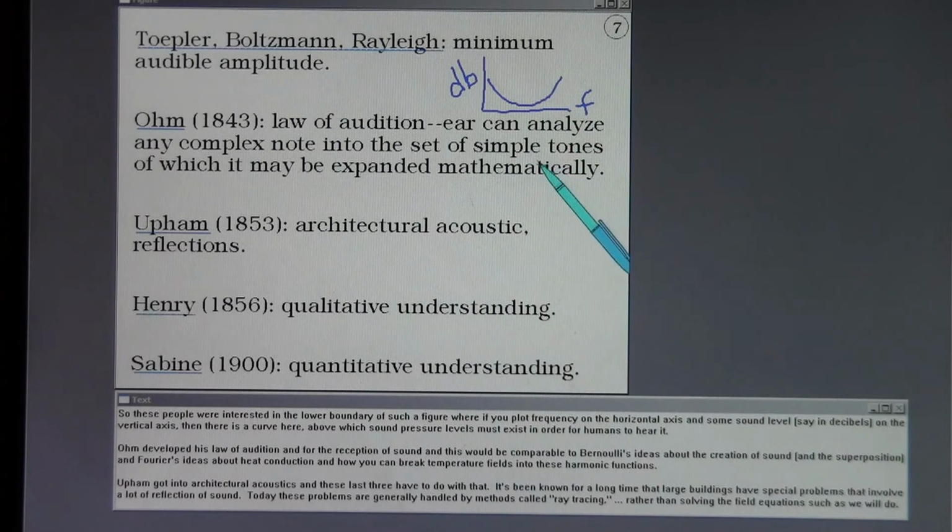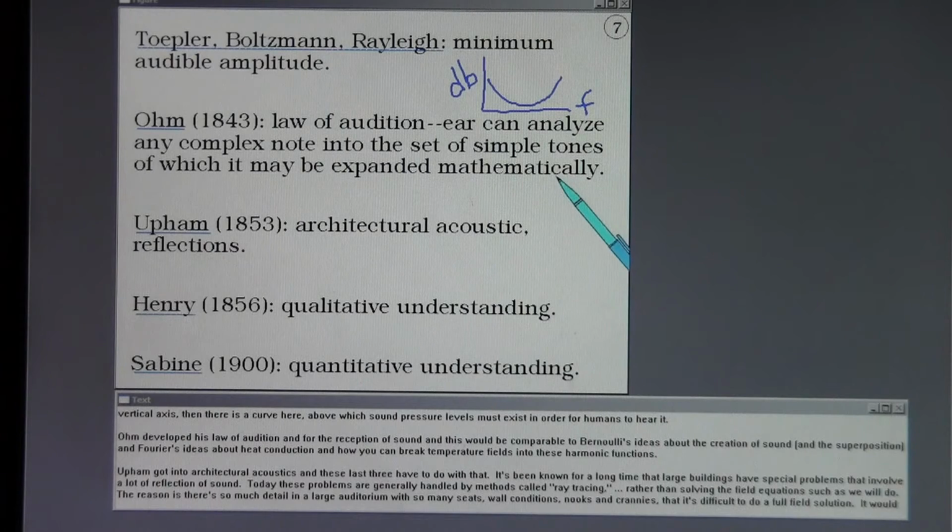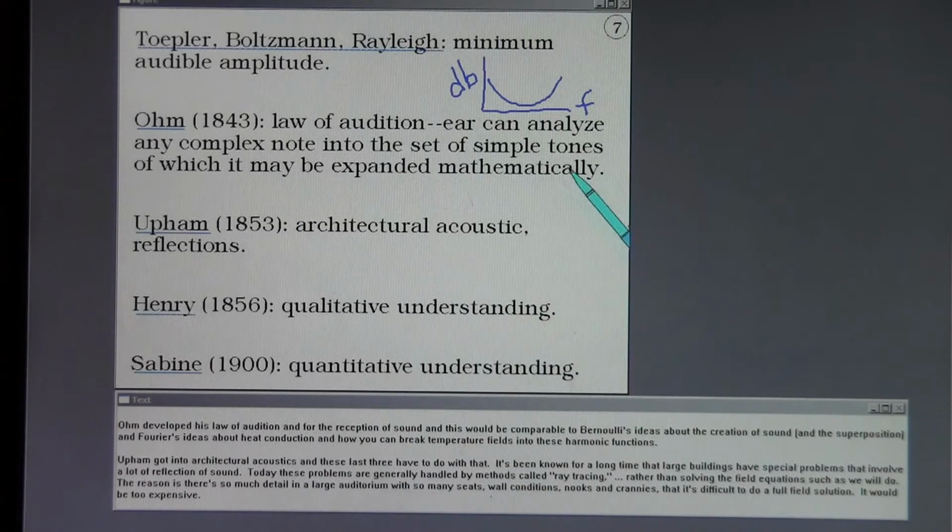Ohm developed his law of audition, and for the reception of sound, this would be comparable to Bernoulli's ideas about the creation of sound and the superposition, and Fourier's ideas about heat conduction and how you can break temperature fields into these harmonic functions.